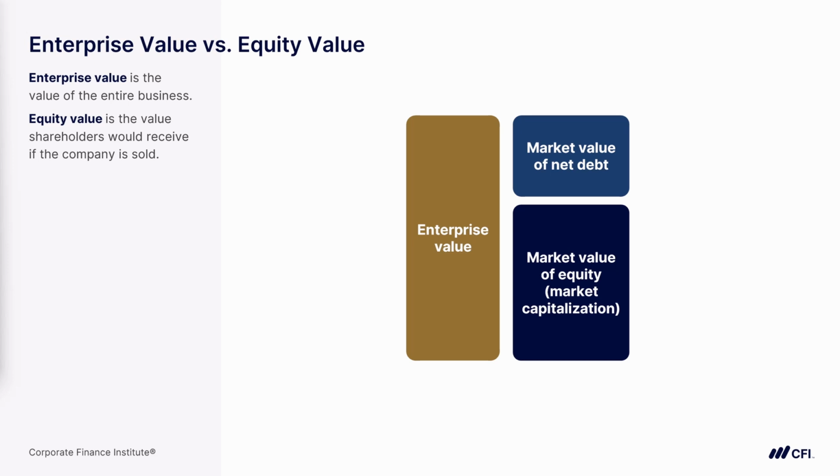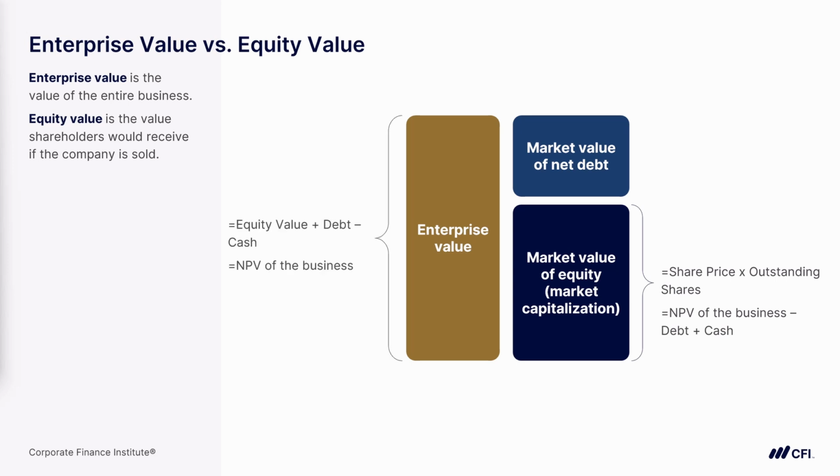So how could we go about calculating the market value of equity or the market capitalization? Well, we would simply take the share price and multiply that by the number of shares outstanding. And once we'd completed that calculation of equity value, we could use that to get enterprise value. The way that we would do that is we would take equity value, add net debt, and that would then give us the enterprise value or the net present value of the entire business.